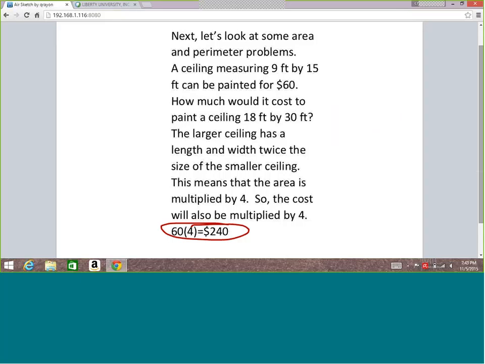Let's say that the dimensions were tripled, and so instead of 18 and 30, we had 27 by 45.